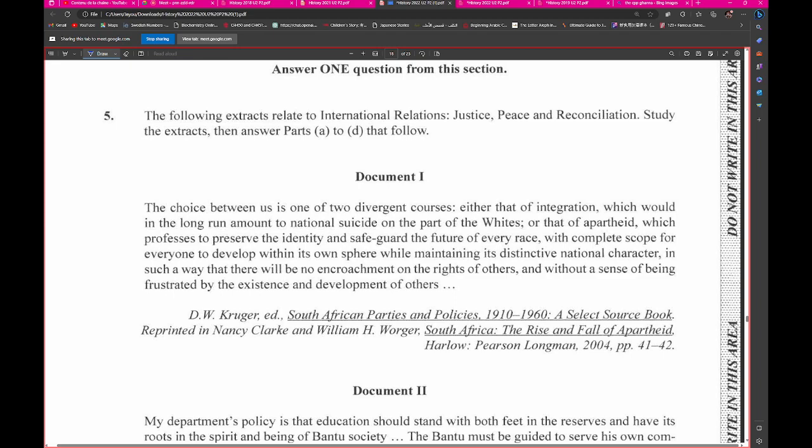To separate them, under the guise, put it in air quotes, to preserve the identity and safeguard the future of whatever foolishness that means, right? It means to prolong white supremacy within South Africa. That's what they're doing. They're prettying it up, but okay.